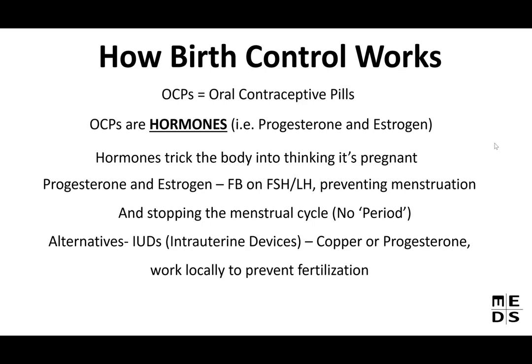Alternates besides the hormones are going to be IUDs, which is intrauterine devices. It's either going to be copper or progesterone, which work locally to prevent fertilization. And I didn't put it in the slide, but they'll ask you a question like, what is the best emergency contraceptive within a certain given time? I think it's like 72 hours.